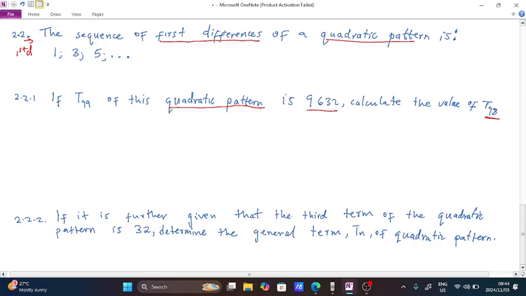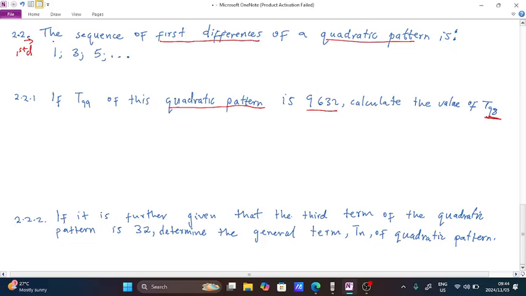Because they say if T99 of this quadratic pattern is this number, calculate the value of T98. You get the point? So this T98 is also for the quadratic. But now let's check what is happening between the quadratic and the first difference. So now let's look at this one.